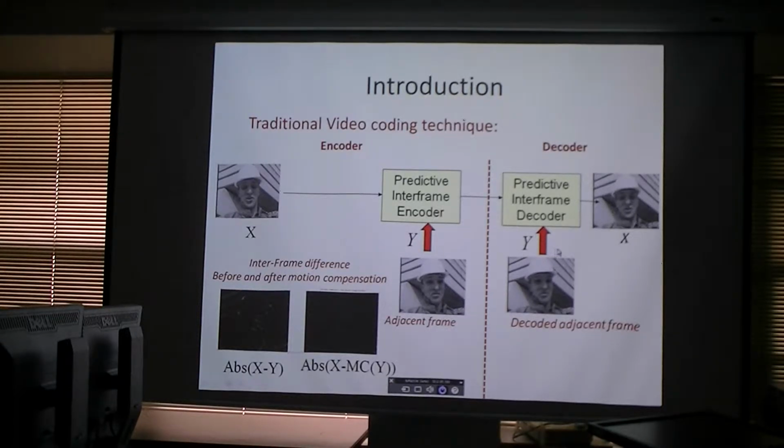At the decoder side, we also assume that the decoded adjacent frame Y is available at the decoder. So with this difference and frame Y, we can easily recover frame X with a very low computation complexity. Compared to the decoder, the encoder performs the motion compensation, so the encoder has a larger computation complexity than the decoder. So that is the video codec which is suitable for the above video applications.